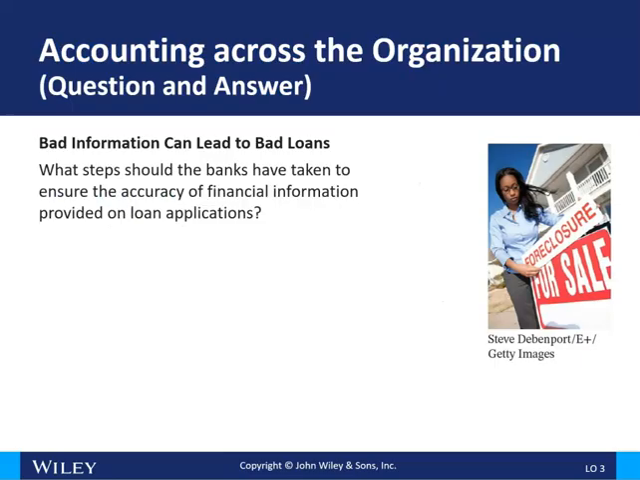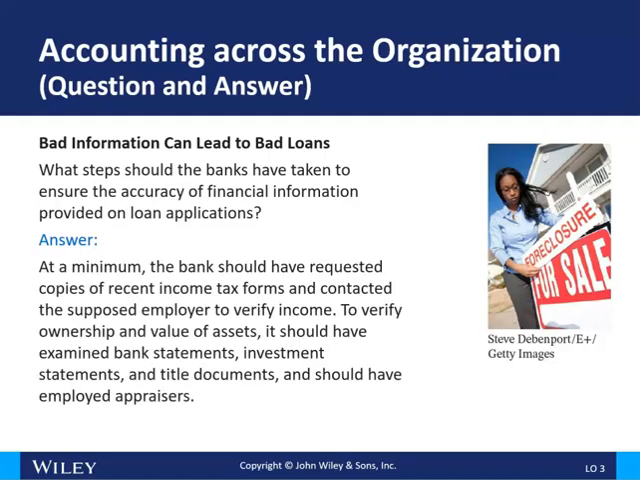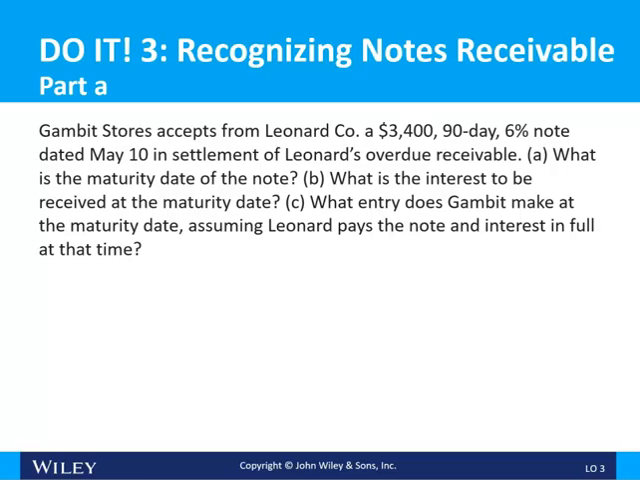What steps could they have taken? They should have requested copies of recent tax forms, contacted the supposed employer to verify income, and verified ownership and value of assets. They should have examined bank statements, investment statements, and title documents, and should have employed appraisers to get appraisals on the property they were loaning money against.